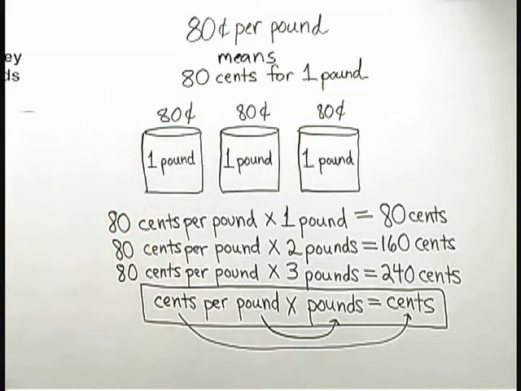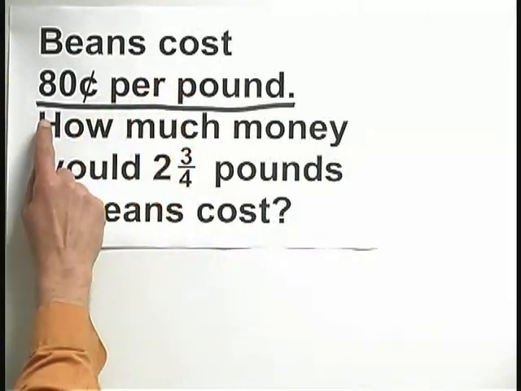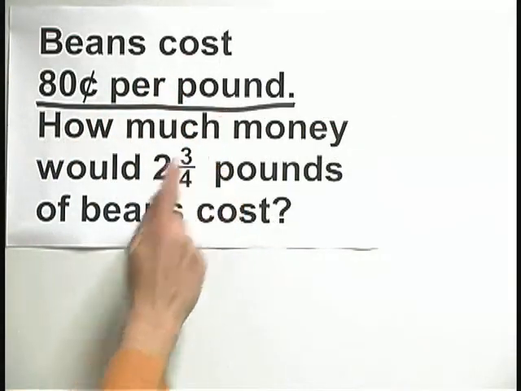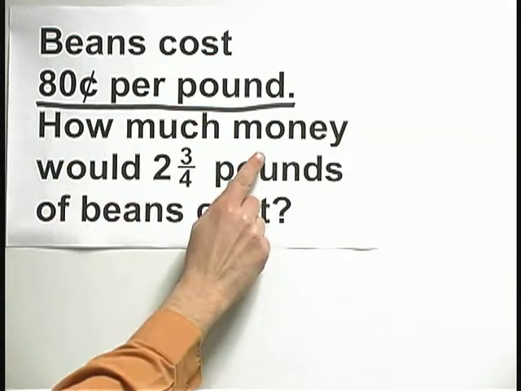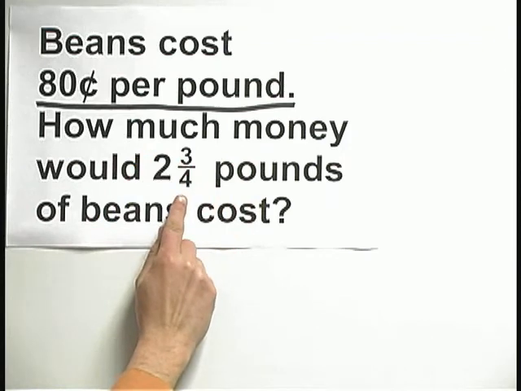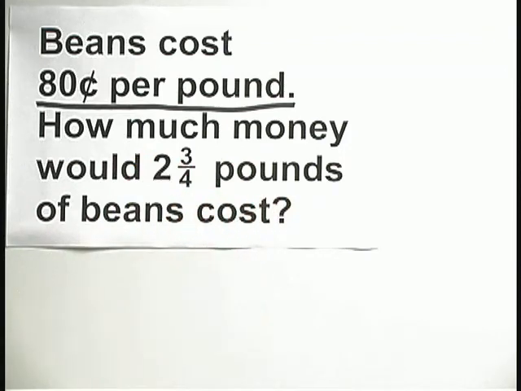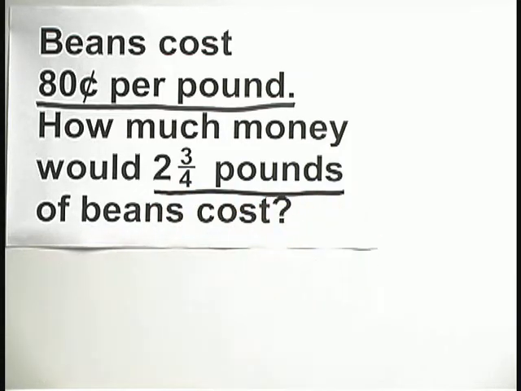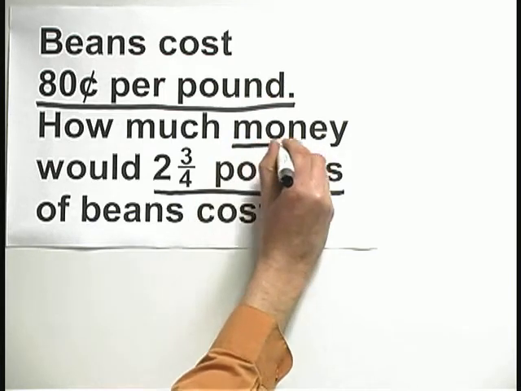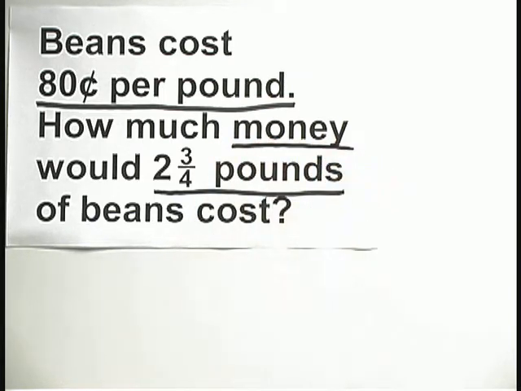Let's go back and read it over. Beans cost 80 cents per pound. There's our rate, 80 cents per pound. How much money would 2 3/4 pounds of beans cost? Notice that in this problem, we know that we want to buy 2 3/4 pounds of beans. What we're trying to find is how much money it takes to buy those beans.